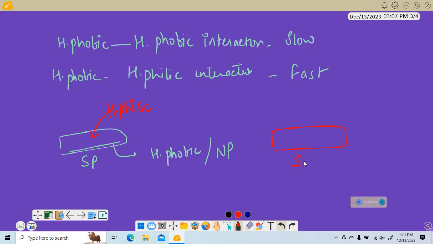In another case, the stationary phase is hydrophilic, or you can say polar, and on top of it we are pouring a hydrophilic sample. Since they are the same, like philic with philic, the interaction will be slow. In the earlier case, the interaction will be fast.